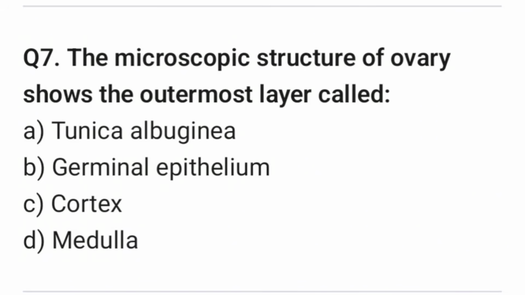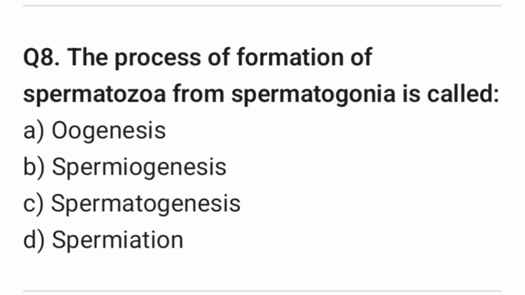Question 7. The microscopic structure of the ovary shows the outermost layer called. Right answer is option B. Germinal epithelium. Question 8. The process of formation of spermatozoa from spermatogonia is called. Right answer is option C. Spermatogenesis.